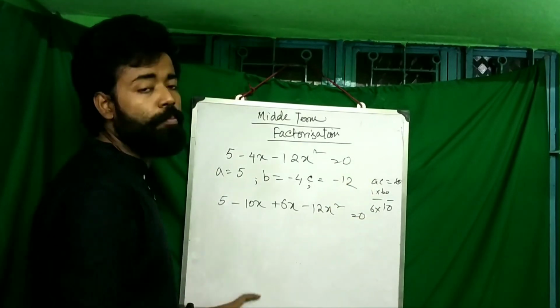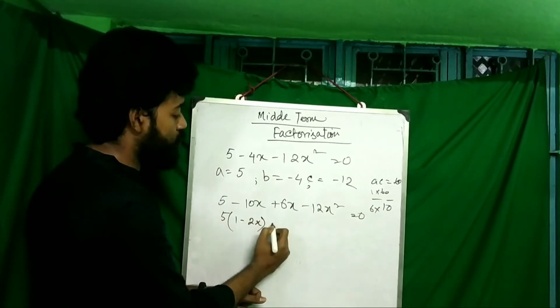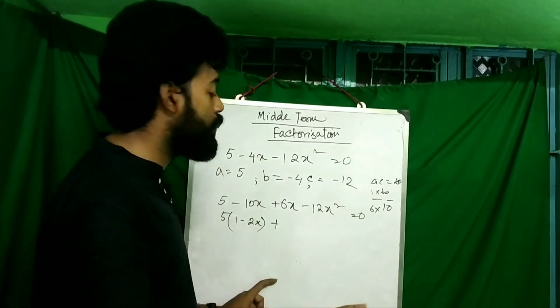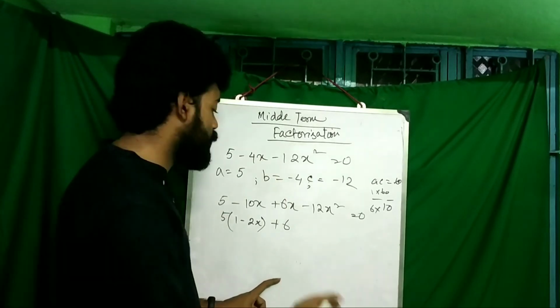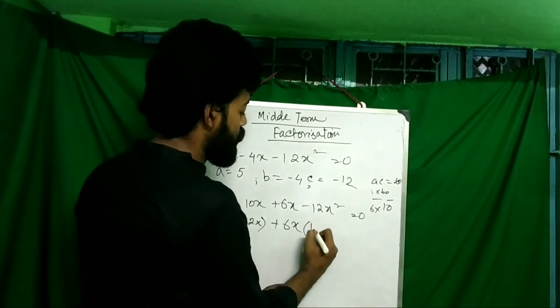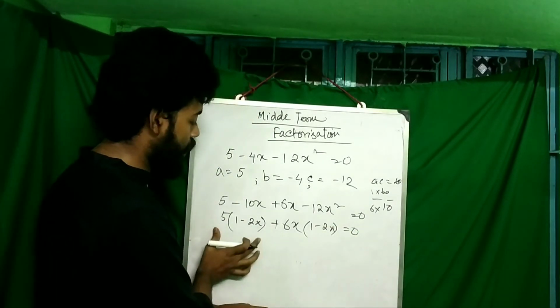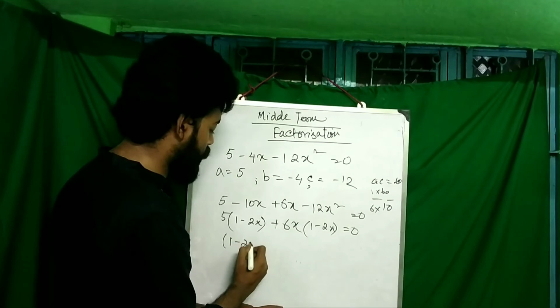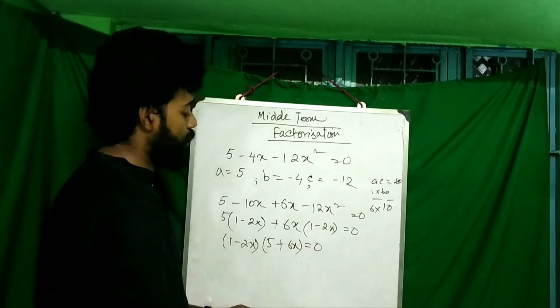So now what is common between 5 and 10? It is 5. So what remains? 1 minus 2x. Similarly, what is common between 6 and 12? It is 6. And what is common between x and x squared? It is x. So again here also it will be 1 minus 2x equal to 0. So again from here and here 1 minus 2x is common. So here 1 minus 2x, and here it will be 5 plus 6x.